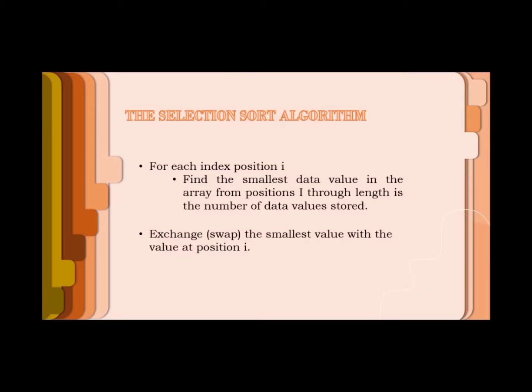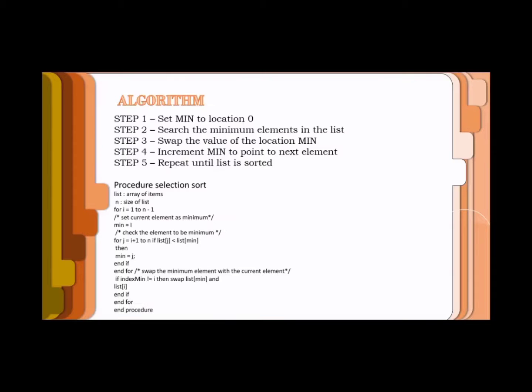Selection sort algorithm. For each index position i, find the smallest data value in the array from position i through length, where length is the number of data stored. Exchange or swap the smallest value with the value at position i.